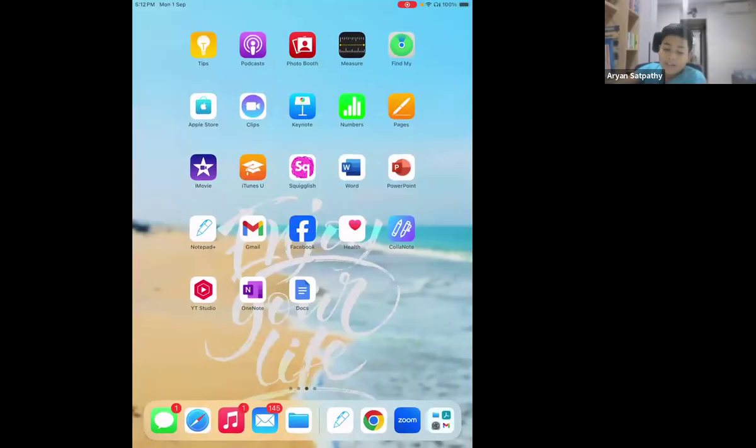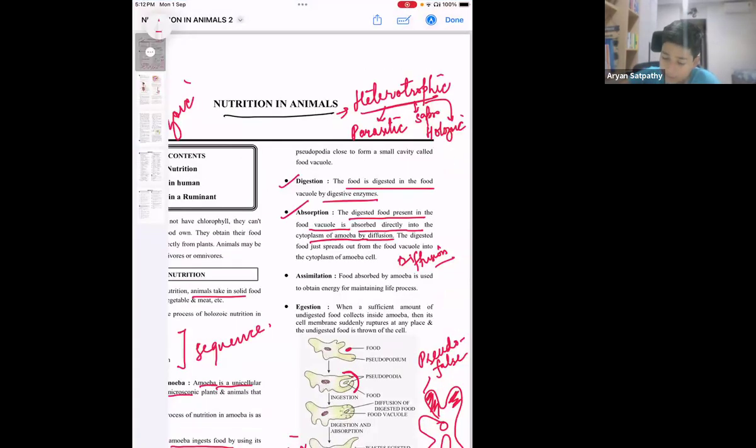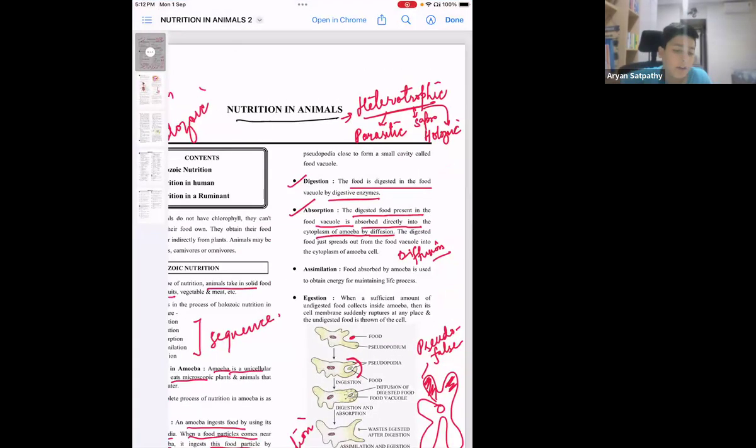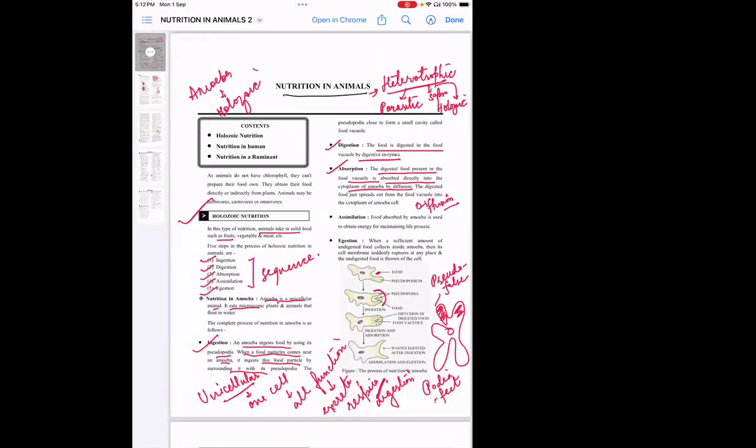So we can consider ingestion, digestion, absorption, assimilation, and egestion as the steps here. I got it. I understood. So these both are correlated. Yes, both are correlated.